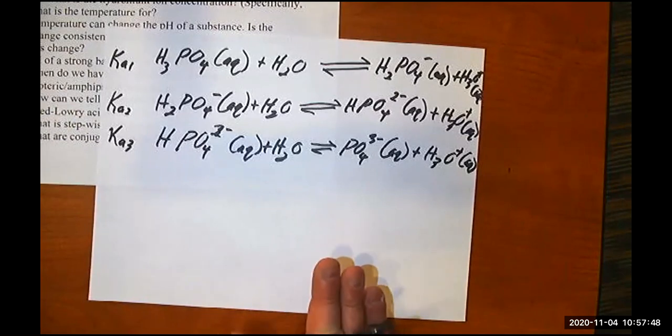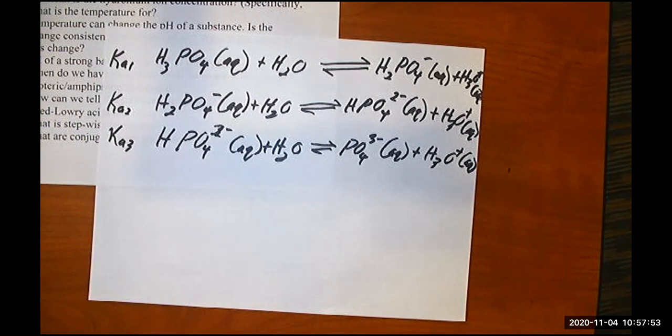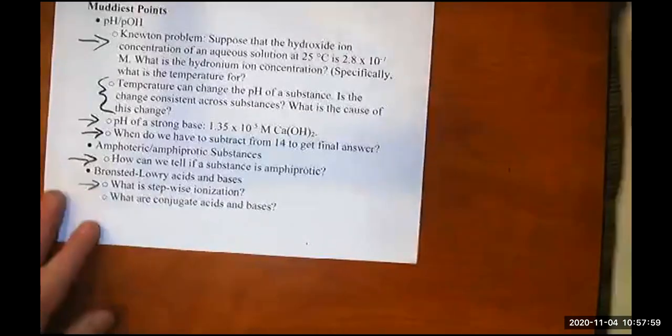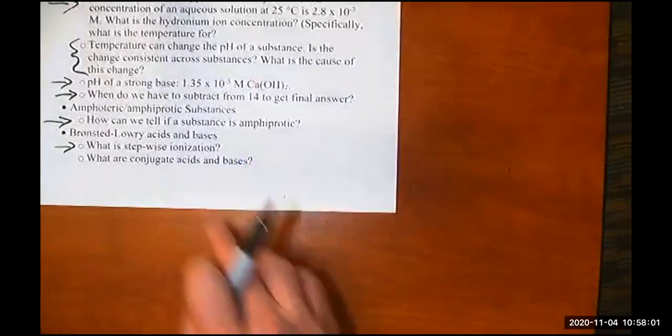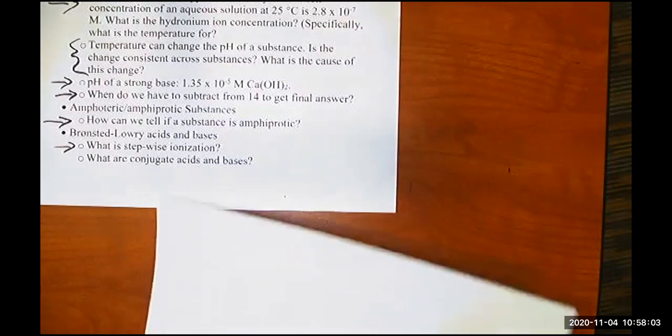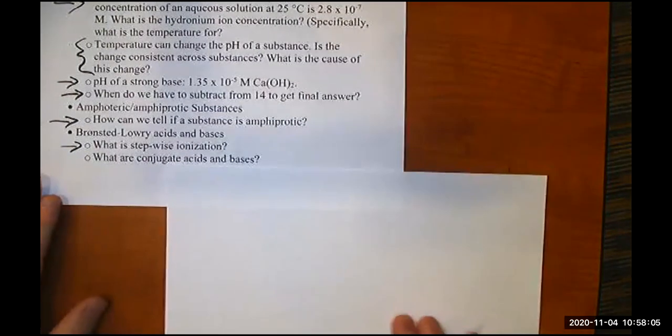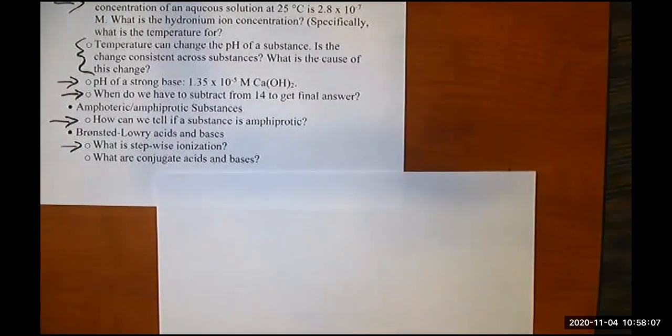Any clarifying questions on that? Okay. Sounds like there was also some continued confusion about conjugate acids and bases, what they are, when we need to care about them, and that sort of thing.